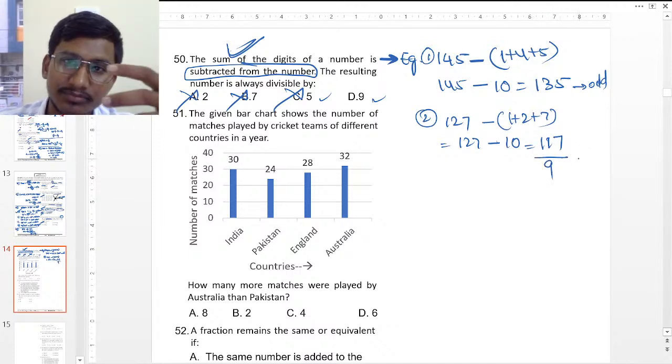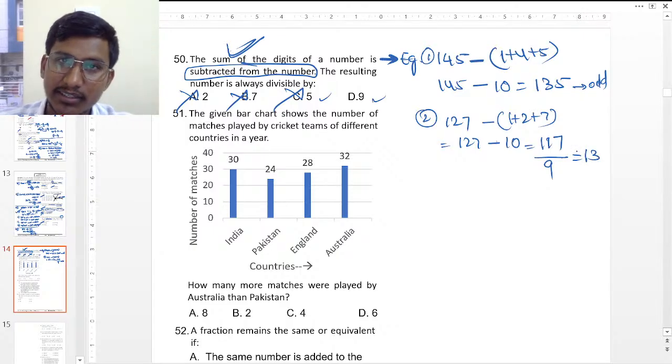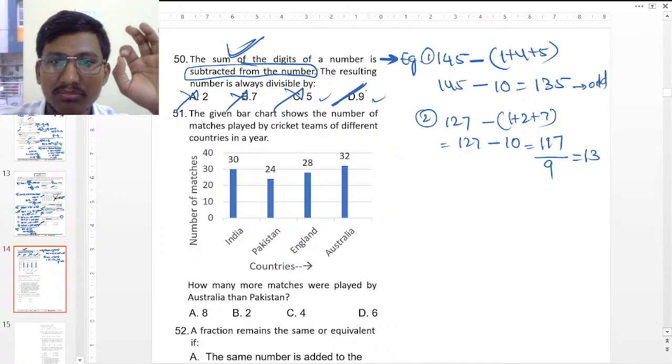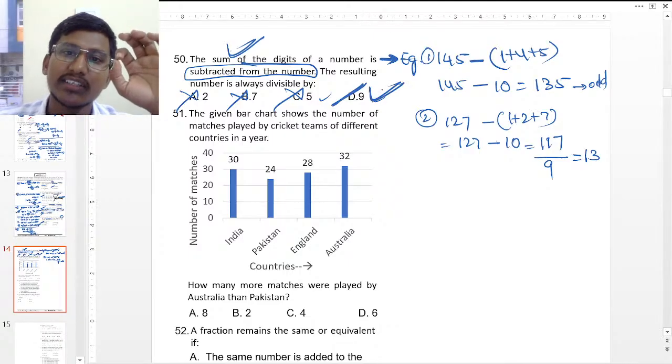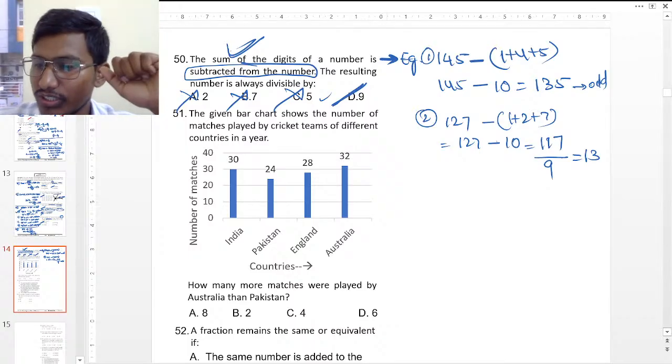So 9 times 13 is 117, right? 9 13s are 117. So the answer is option D. It will always be divisible by 9. Any question you take, it will always be divisible by what? 9. Okay, so that is the answer, option D, for question 50. Understood everyone? Okay, good, very good.